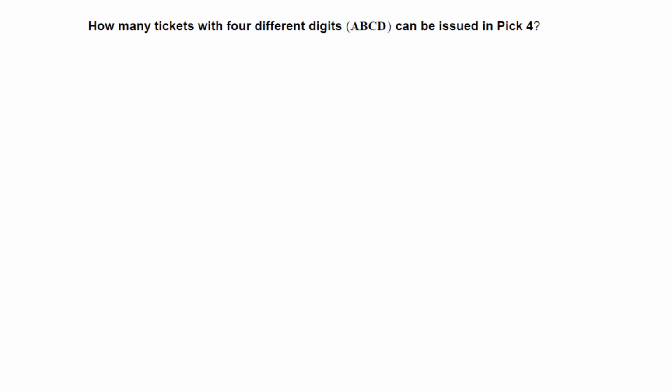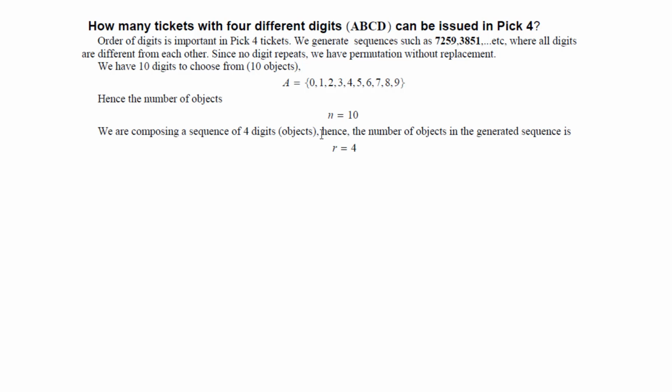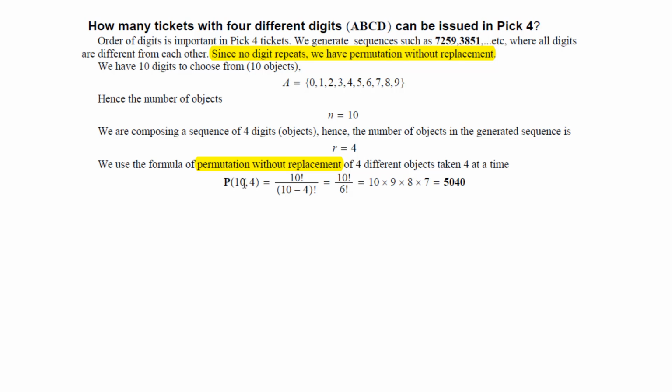Another question: how many tickets with 4 different digits in the form of ABCD can be issued in Big 4? A ticket such as 7259 has 4 different digits, with no repetition of the digit, which means we have the case of no replacement, and it is ordered, so we can use the permutation without replacement formula. We have 10 different objects numbered from 0 to 9, so n is equal to 10, and we are withdrawing 4 objects, which means r is equal to 4. We apply the formula of permutation of 10 digits taken 4 at a time, which is 10 times 9 times 8 times 7, which is 5,040 tickets of this form that can be issued by the corporation in Big 4.